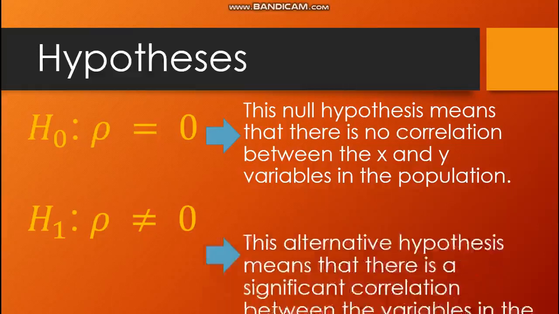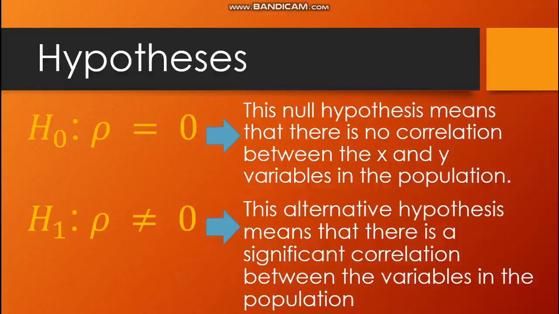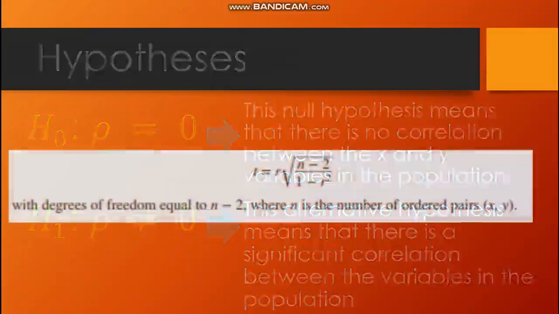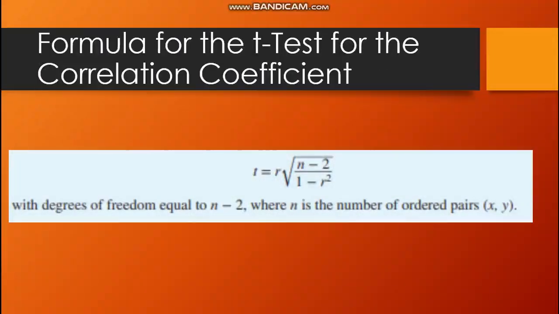Ibig sabihin, there is a significant correlation between the variables in the population, or there is a significant relationship between the variables in the population. Okay? Now, the formula that we're going to use is t-test for the correlation coefficient. That is t equal to r square root of n minus 2 all over 1 minus r squared.